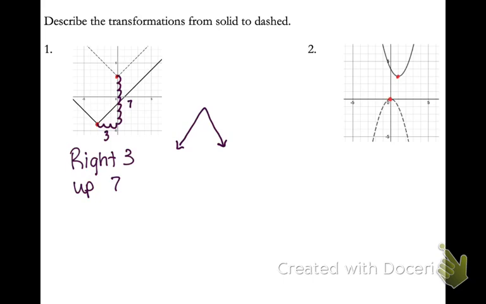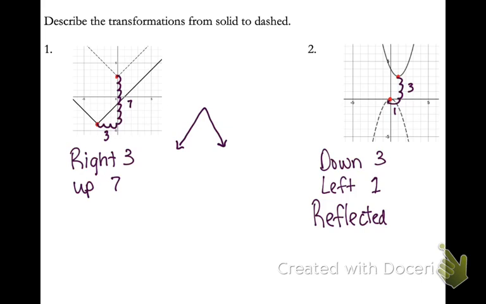Number 2, we're going to do the same thing. This graph, however, is a parabola. It's a quadratic. I know that because they are both U-shaped. All right, first of all, looking at the vertex, those 2 red dots, let's see if it moved, down 3 and left 1. I also noticed that this graph has been reflected.